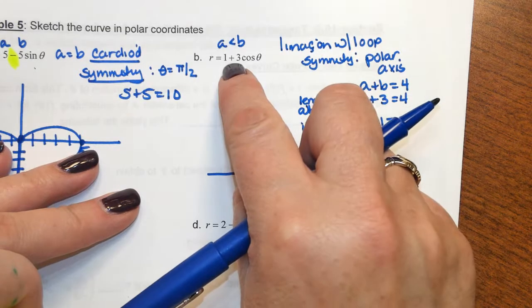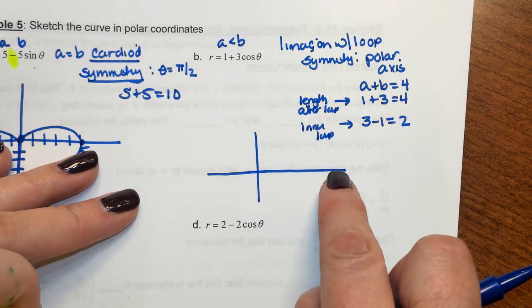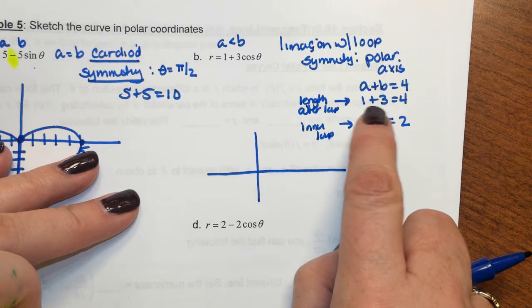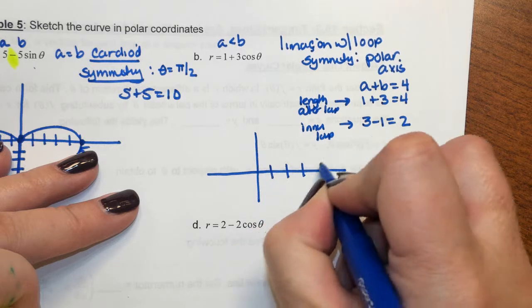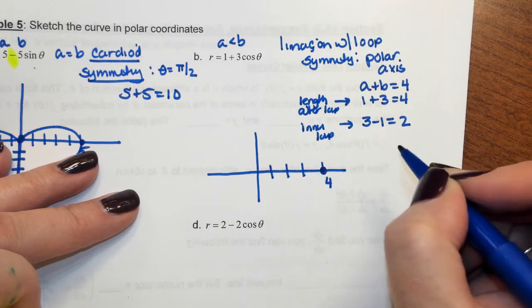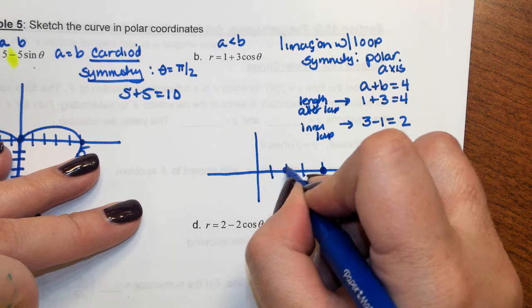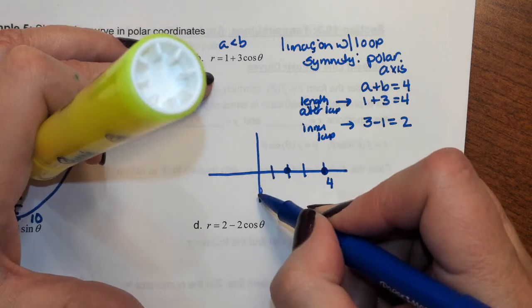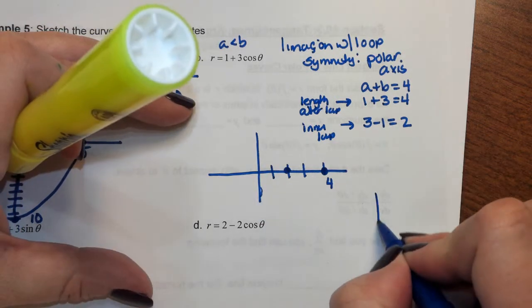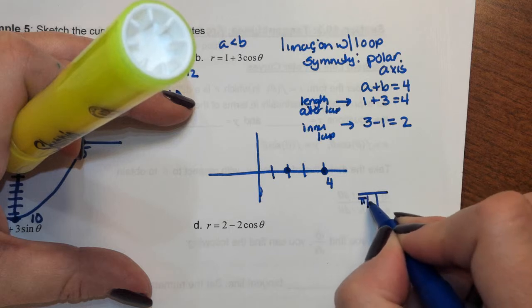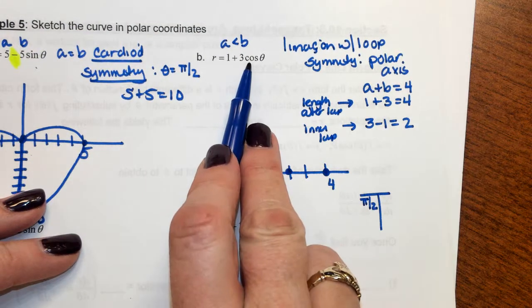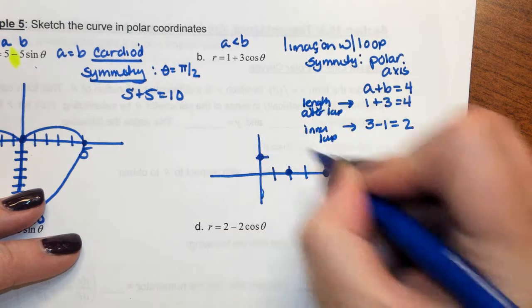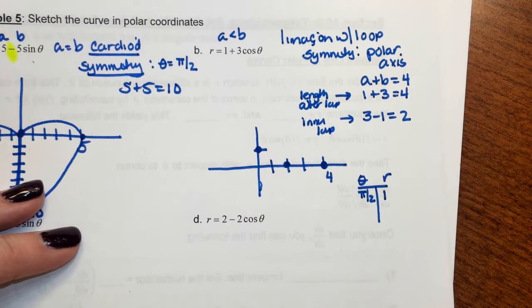Now, because this is positive, a majority of this limaçon is going to be on the positive side of the axis. Again, I've got symmetry through the polar axis. So when I add them together, 1 plus 3 is 4. That's the outer part of the loop. The inner loop is going to be 2. Now, if you think about the intercepts for the line theta equals pi over 2, you can plug pi over 2 in for theta. When I plug pi over 2 in here, I know the cosine of pi over 2 is 0, so that's going to give me 1. So there's my theta, there's my r value.